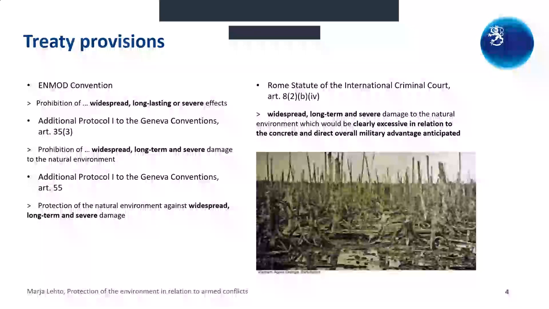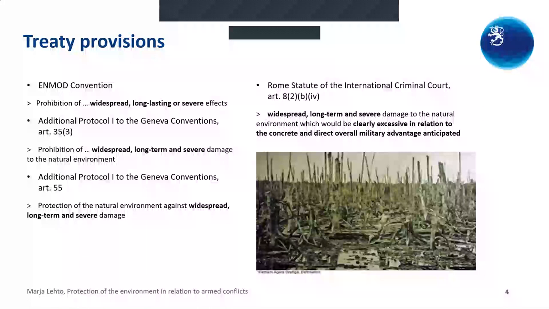The steps that have been taken to reduce wartime environmental harm have been prompted by particularly shocking events, such as the mass spreading of herbicides during the Vietnam War, here the picture, which led to the adoption of the Convention on Environmental Modification in 1976, and the addition of two environmental provisions to Additional Protocol 1 to the Geneva Conventions, adopted in 1977. The ENMOD Convention prohibits military or any other hostile use of environmental modification techniques as a means of destruction, damage, or injury to another state when such techniques have widespread, long-lasting, or severe effects.